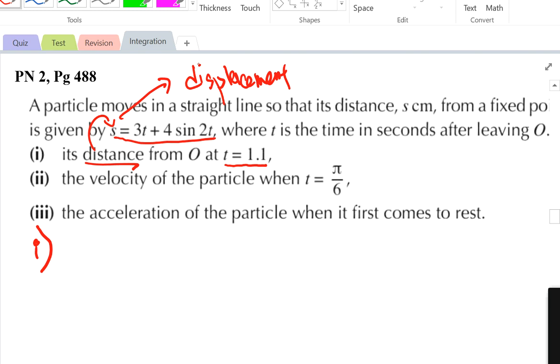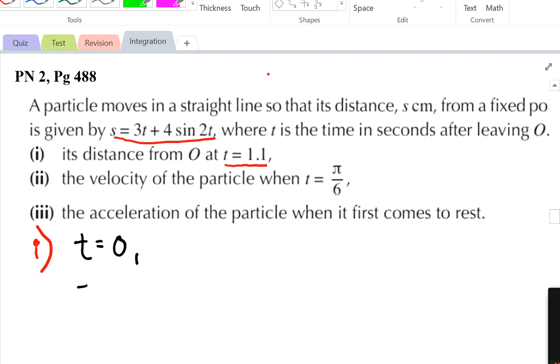Why do we need to differentiate the displacement? You differentiate displacement to find velocity, yeah? Are we doing velocity now, Sean? No. So do we need to differentiate? No. So what do you need to do? Sub the value inside. Sub what value? 1.1. Yes, thank you very much. So it's the distance, right? So what you can do is to check not just t is equal to 1.1, but t is equal to 0 as well. Let's be very careful.